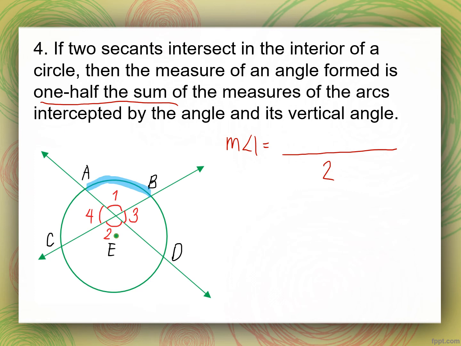So let's put that one here. AB. Okay, and then we need to add the intercepted arc of its vertical angle. The vertical angle of angle 1 is angle 2. So the intercepted arc of angle 2 is arc CD. Okay, this one.